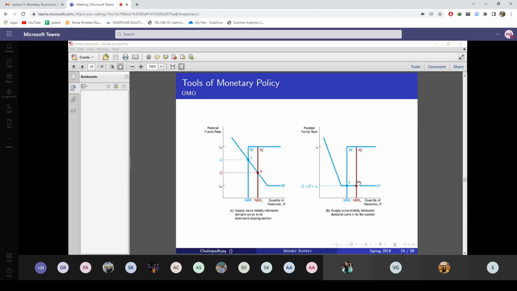When this reserves demand and reserve supply intersect, the horizontal part of reserves demand. What happens over here? You conduct open market operation. Central bank purchases bonds from the commercial bank. Money supply rises because high-powered money rises. But ultimately, this intersection point changes from 1 to 2. Market clearing interest rate does not change. It is at its floor. When interest rate is not changing, the private investment is not changing, output is not changing, and this monetary policy, this open market operation, is completely ineffective.